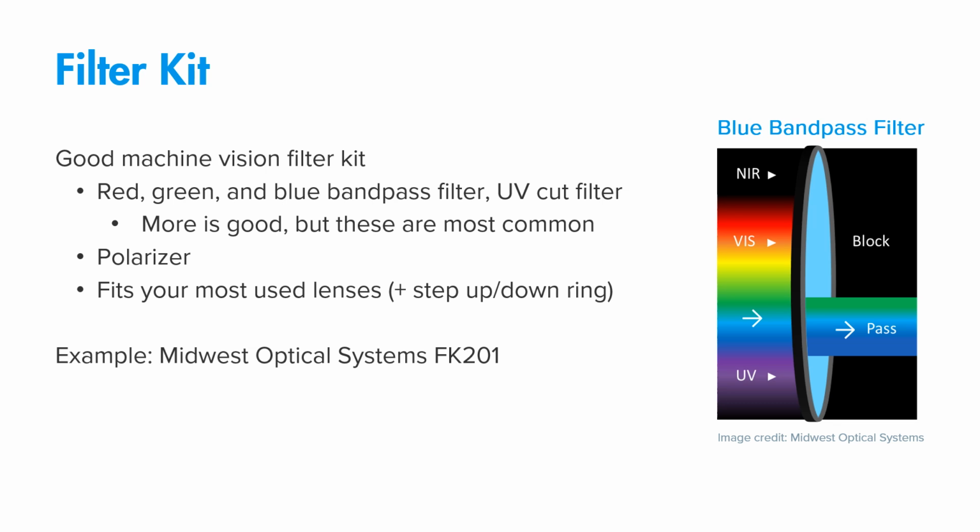You also have to make sure that it has a good polarizer in the filter kit. And then another idea is make sure that it fits most of your lenses. It's really, really annoying when your filter kit doesn't fit the lens that you're using and you have to hold it up and you can't just screw it in. So either buy a filter kit that's perfect for the size lens you have, or get some good step up, step down rings so you can twist it in if you need to. What we have in our lab is the Midwest Optics FK201. I like that one a lot because it's not overkill, but it covers all your bases. So for me, that's a good one to have as a basic filter kit.